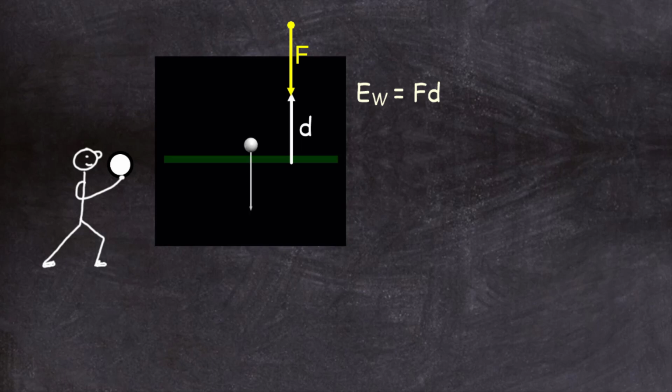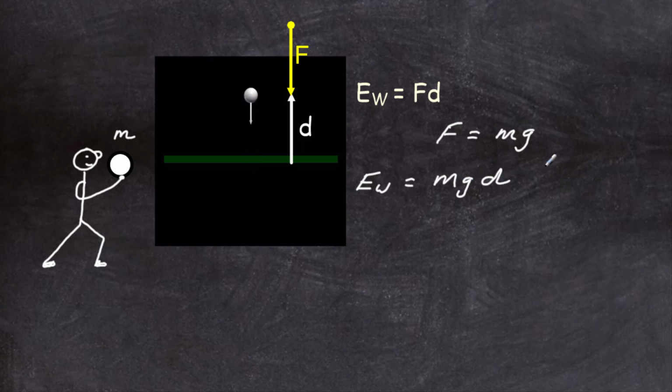Now the force acting on the ball is the force of gravity, and the mass of the ball is m kilograms, so the force acting on the ball is going to be equal to mg acting downwards. We'll just take a look at the size of things. Then we have the displacement d, which is up the way. So the size of the work done by the force is going to be equal to Fd, which is going to be equal to mg times d.